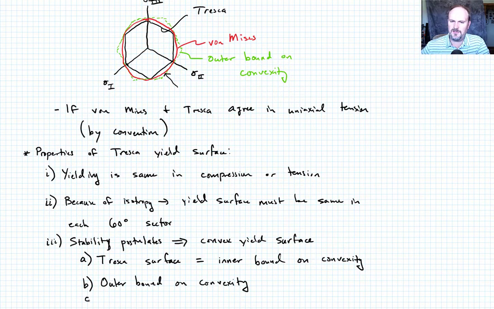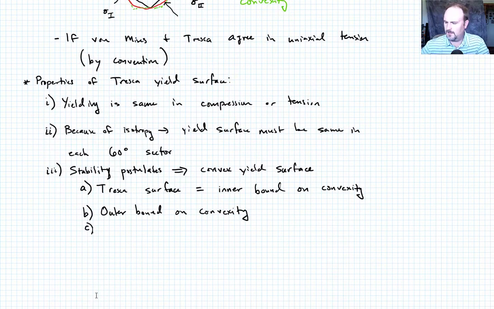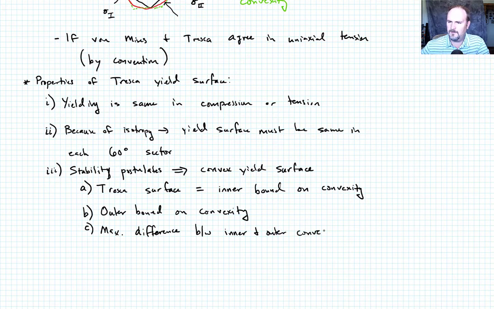Couple of features to note, that the max difference between the inner and outer bounds on the convexity is approximately 25%. Okay? And we can also define the maximum error difference between the Tresca and von Mises, which is going to be obviously less than that.